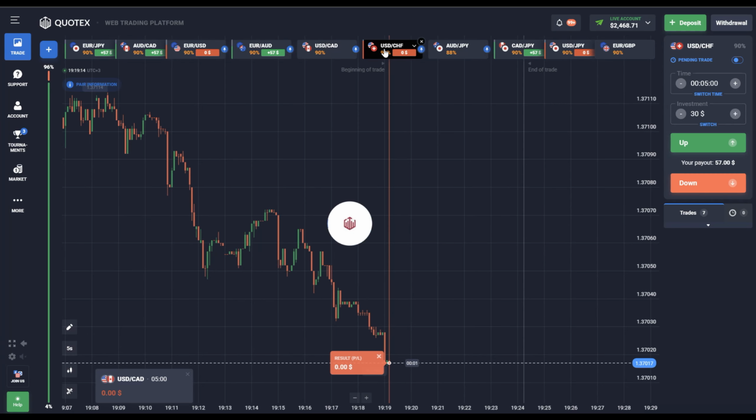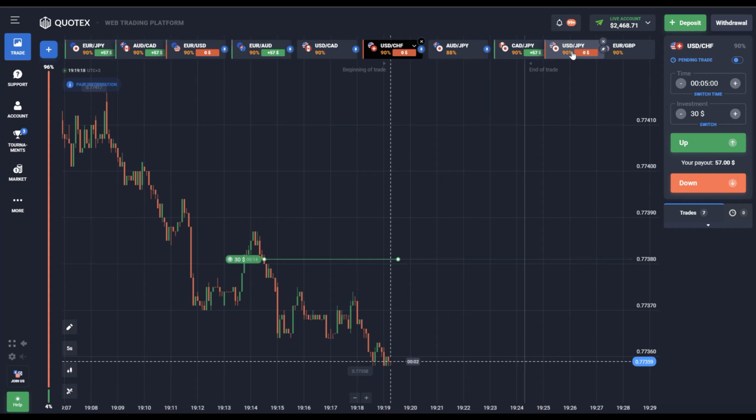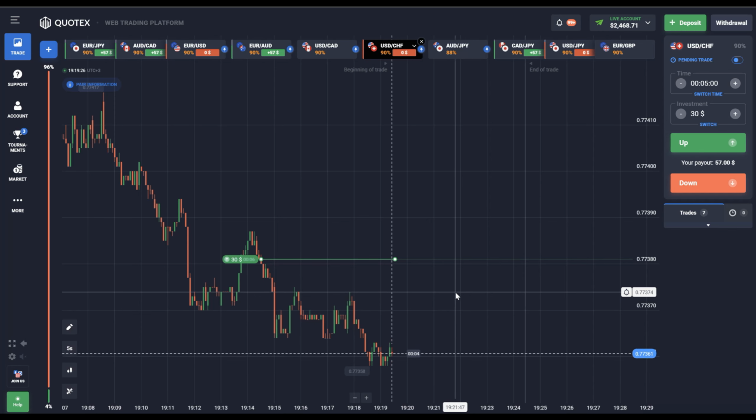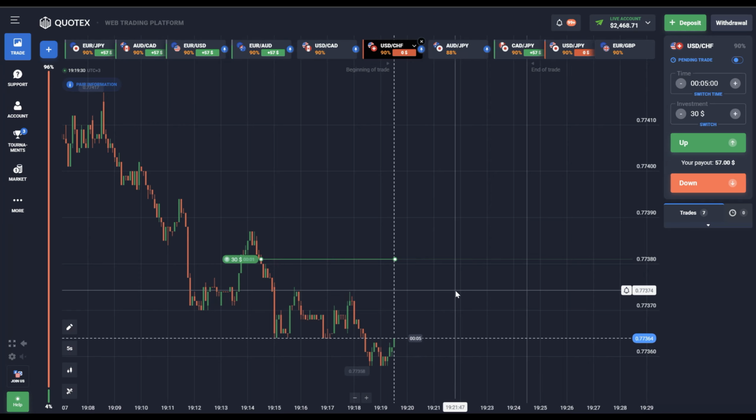So the dollar trades aren't working out at all so far. Dollar Swiss franc is also closing at a loss. The 4th trade at a loss, by the way. Unpleasant, unpleasant. I need everything else to close in profit.